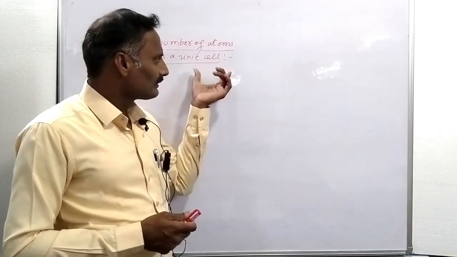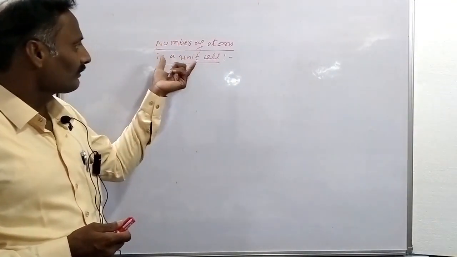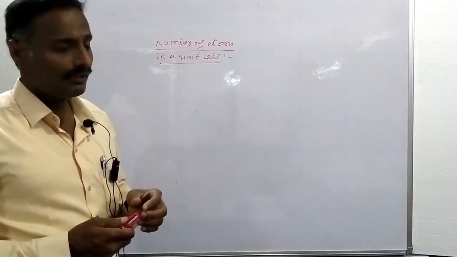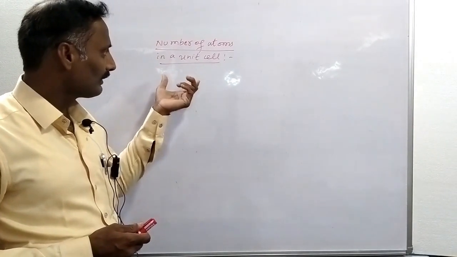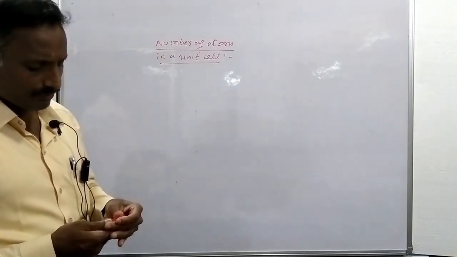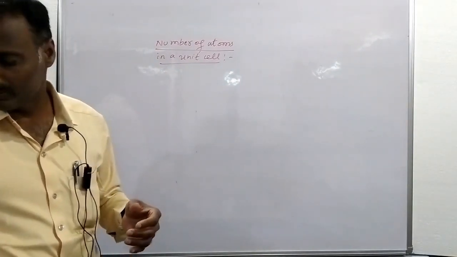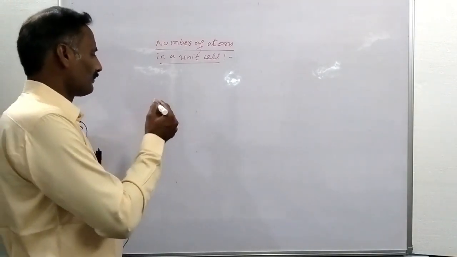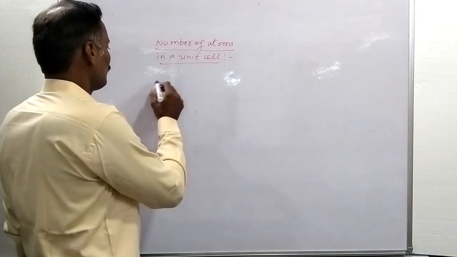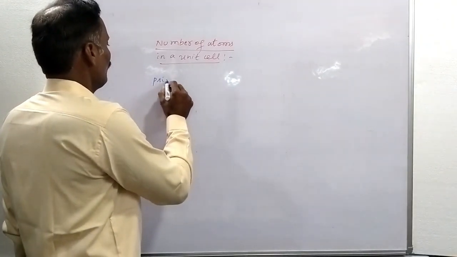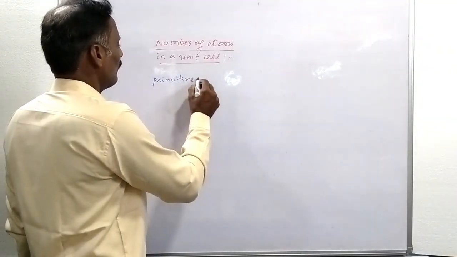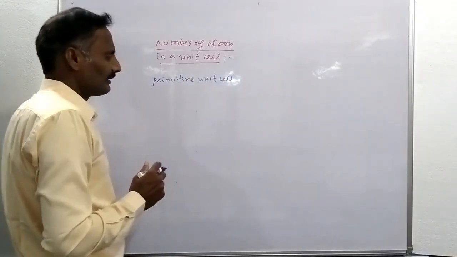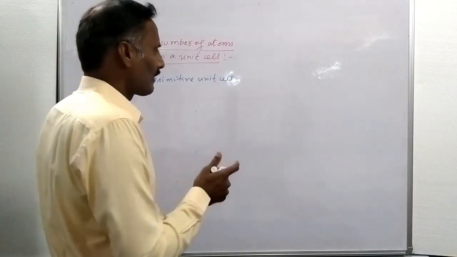Now in today's class we are discussing the number of atoms present in different types of unit cells. How do you calculate the number of atoms in different unit cells? One by one, we are calculating the number of atoms per unit cell. For example, take the simplest first, the primitive unit cell. A primitive unit cell contains particles only at the corners.